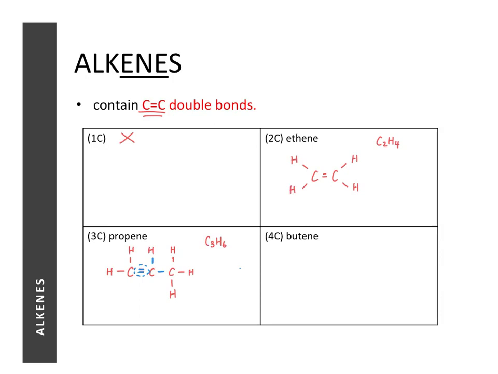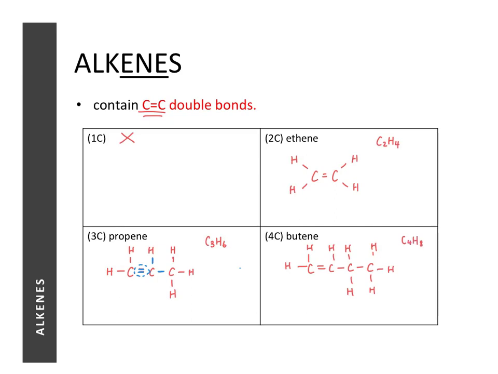And lastly, we have butene. Butene has 4 carbon atoms. It has a carbon-carbon double bond. I can put it anywhere for now. So I put it between carbons 1 and 2 from the left. And then now I'm going to fill in the remaining bonds and the remaining hydrogens. So that will give me the structure of butene, which has a molecular formula of C4H8.